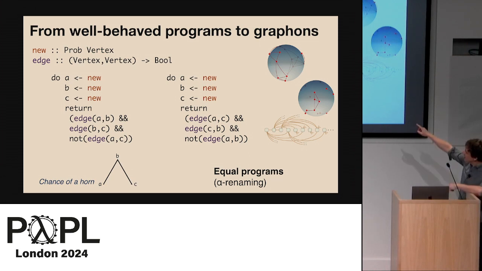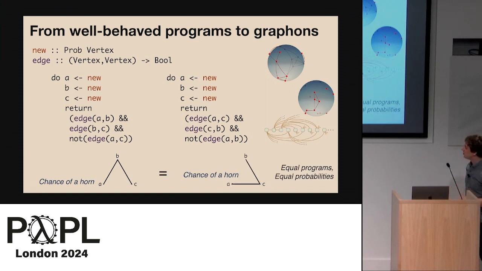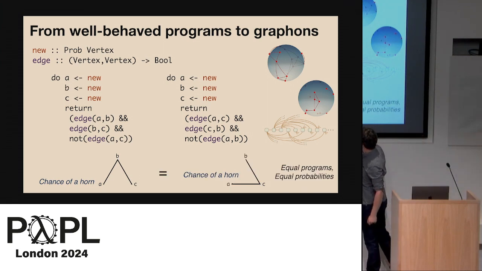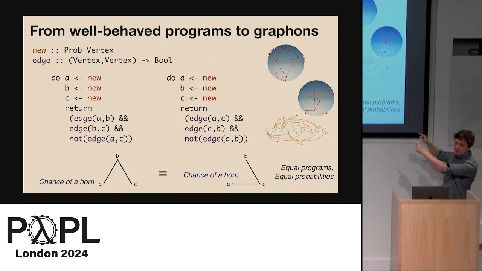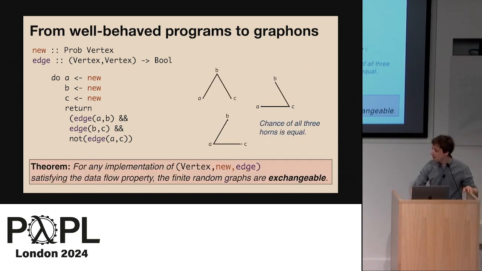And now if I read this, it's talking about the chance of a horn where there's an edge from A to C and an edge from B to C, but no edge from A to B. So these two programs must be equal because I only used things that we all agreed were okay to do. Therefore, the probabilities of getting these two horns are equal, and we could also show that the third horn is equiprobable. In other words, this commutativity condition for probabilistic programming has given us exchangeability on this particular finite random graph.